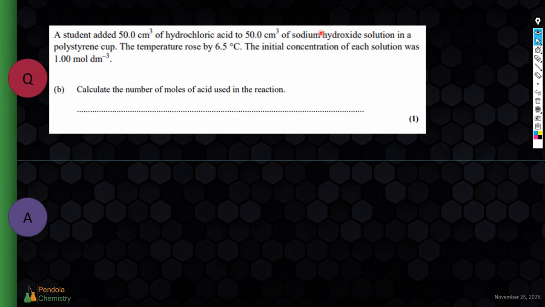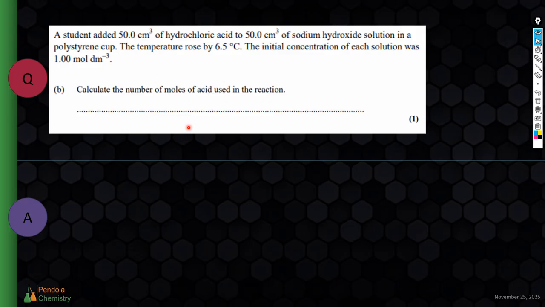This is an example from a very old paper. A student added 50.0 cubic centimeters of hydrochloric acid to 50.0 cubic centimeters of sodium hydroxide solution in a polystyrene cup. Polystyrene is just the chemical name for styrofoam. The temperature rose by 6.5 degrees Celsius. The initial concentration of each solution was 1.00 moles per cubic decimeter. Calculate the number of moles of acid used in the reaction.